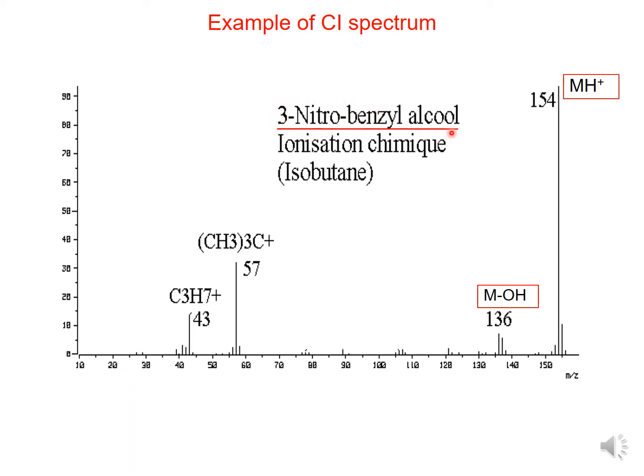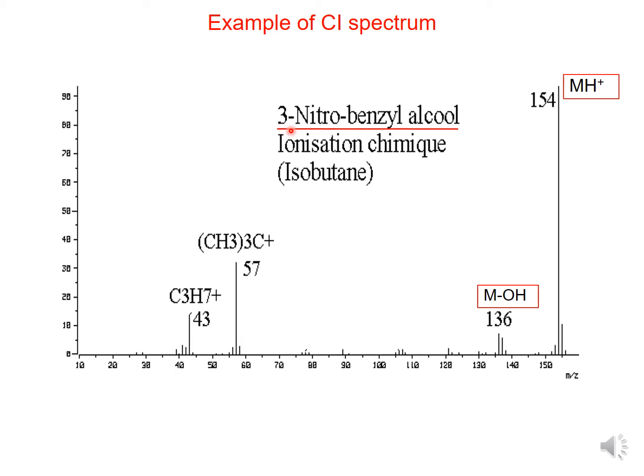Same compound I showed you previously with electron impact. But in that case, this is chemical ionization, and the gas is isobutane. This is not methane, but isobutane. It means that here you have the two products of the isobutane reaction. But I'm very interested by this part.